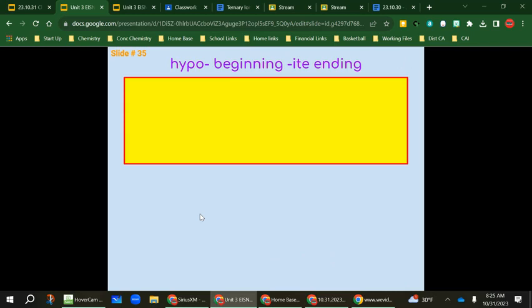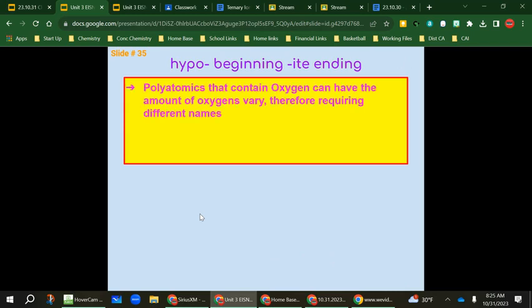That you've lost one oxygen. If we put a hypo in front of it, it means that you have lost a second oxygen, or one more compared to the ITE ending. So polyatomics that contain oxygen can have varying amounts of oxygen. Therefore, we need different names for them. Now, we didn't want to change the name completely. So what we do is we add a prefix or a different suffix to it to change it slightly.